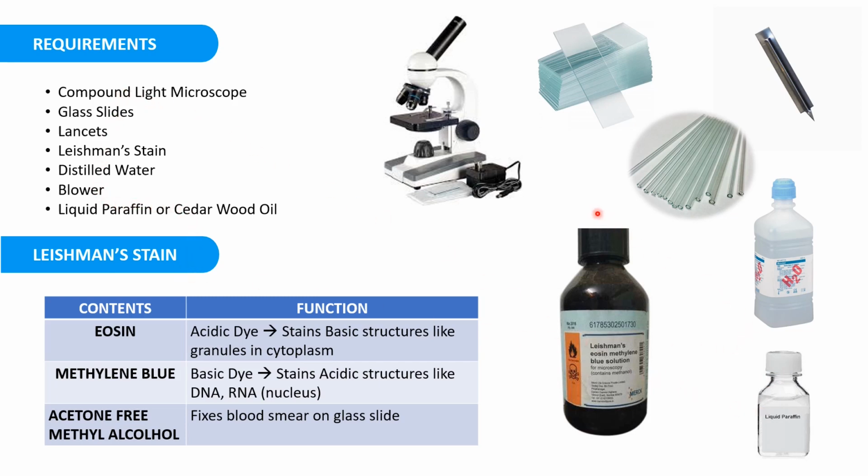Then Leishman stain, this is a viva question. What are the contents of Leishman stain? This is a stain that is used for staining the blood cells. There are three contents. First is eosin. Eosin is the acidic dye, so naturally it will stain the basic structures. Which are the basic structures in the cell? That is the granules in the cytoplasm. So granules in the cytoplasm are basic structures, and eosin will stain the granules.